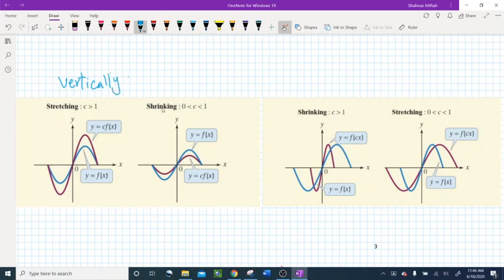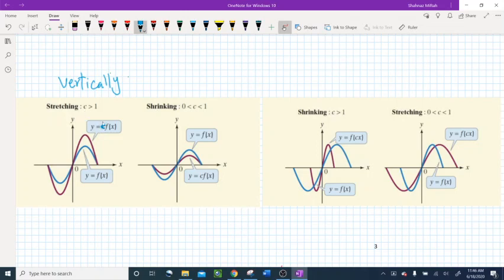Vertically stretching and shrinking. So what is the rule for vertically shrinking and stretching? If you see, this is my original function, y equals f of x. And if you have a coefficient c, a constant, in front of the function, probably 2, 3, 4, 5, whatever the numbers are.